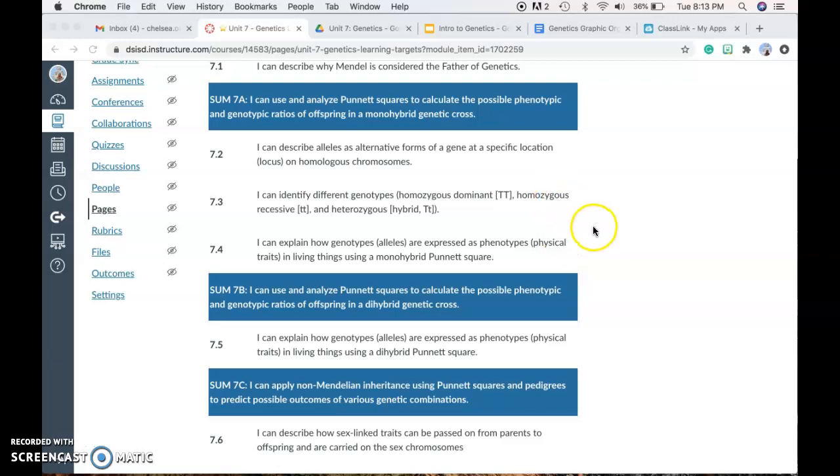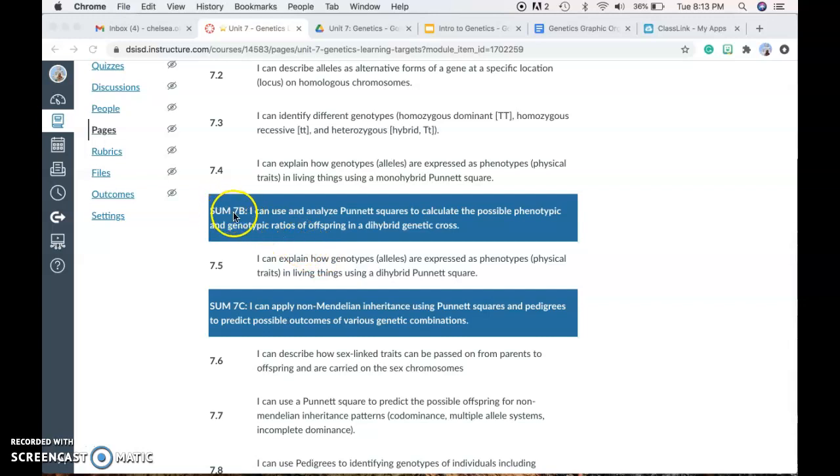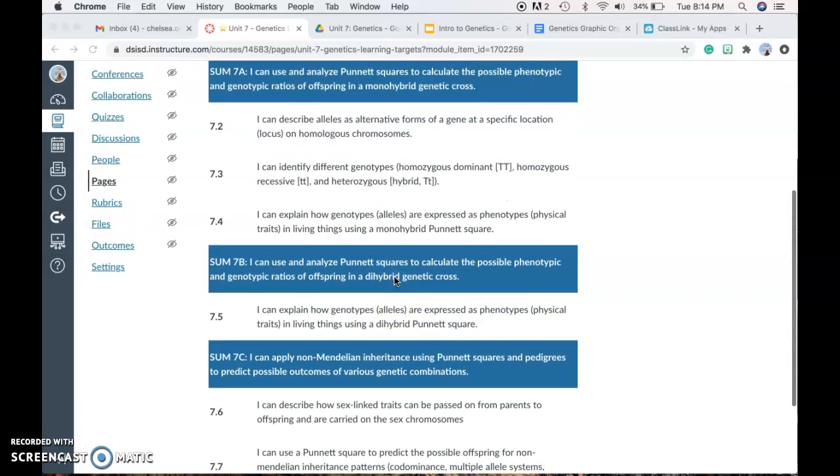Hey everybody, this is going to be the review for Learning Target 7B, which says I can use and analyze Punnett squares to calculate the possible phenotypic and genotypic ratios of offspring in a dihybrid genetic cross. And how you need to be able to do that is I can explain how genotypes or alleles are expressed as phenotypes in living things using a dihybrid Punnett square.